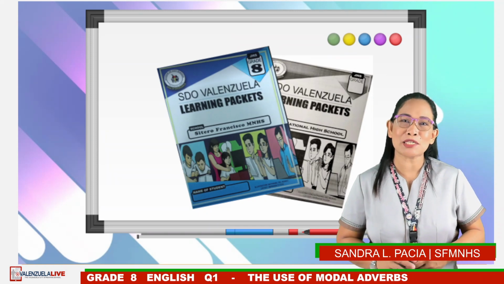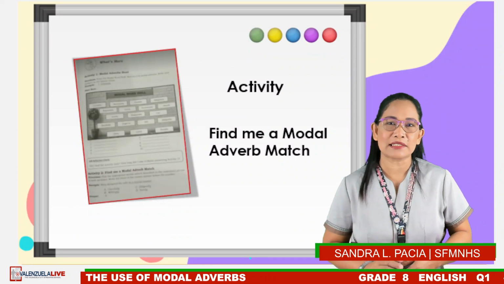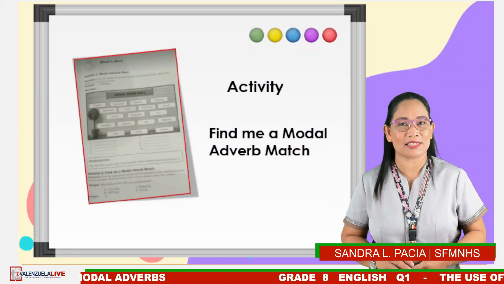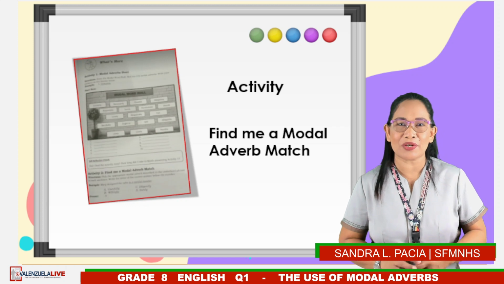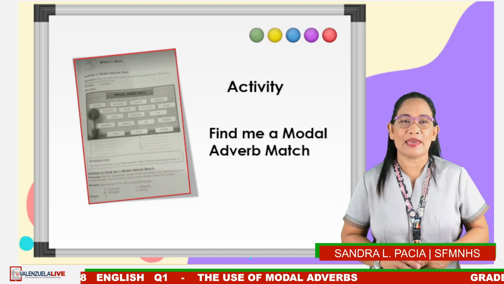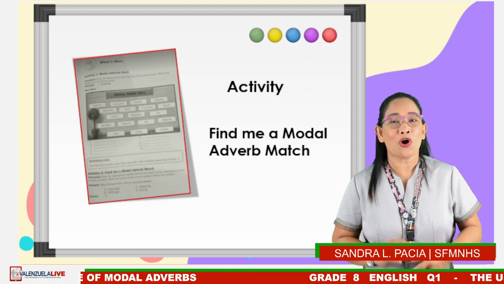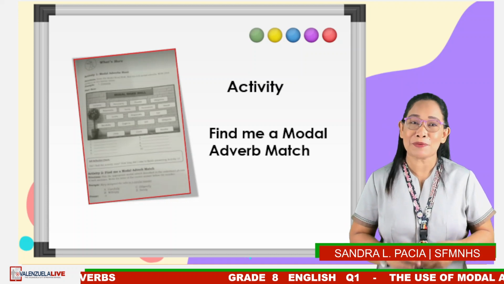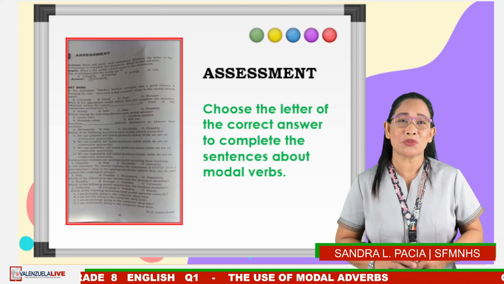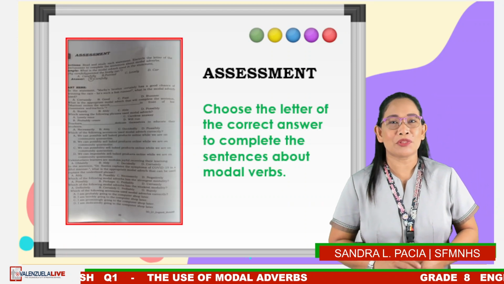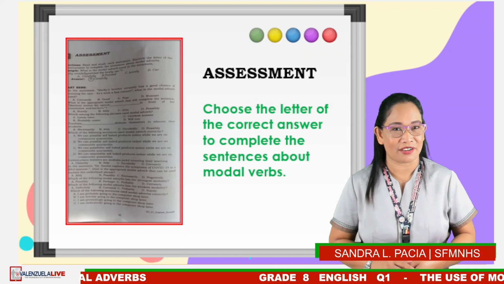This time, let me explain to you the directions for your activities in your module. For this activity, find me a modal adverb match. You are going to pick the appropriate modal adverb described in the underlined phrase in each sentence. Then, choose the letter of the correct answer and write it in a separate answer sheet. Always remember to write your answer in a separate paper, a yellow pad or any pad paper. For the assessment, you are going to choose the letter of the correct answer to complete the sentences about modal adverbs. There you go. I hope that everything is clear.